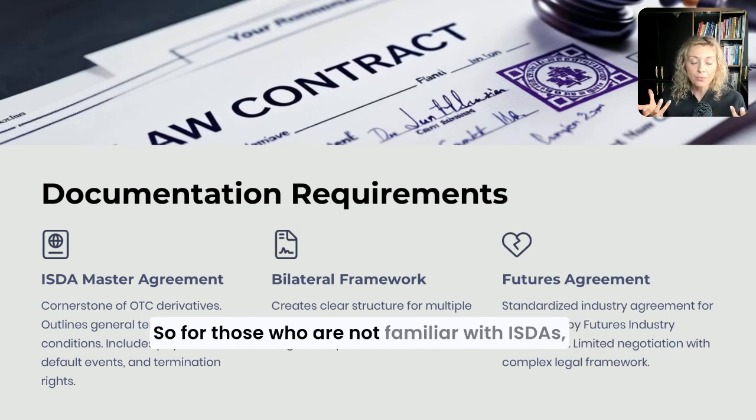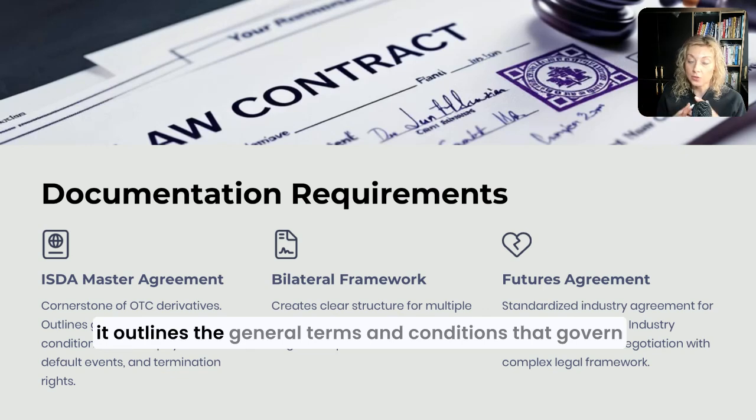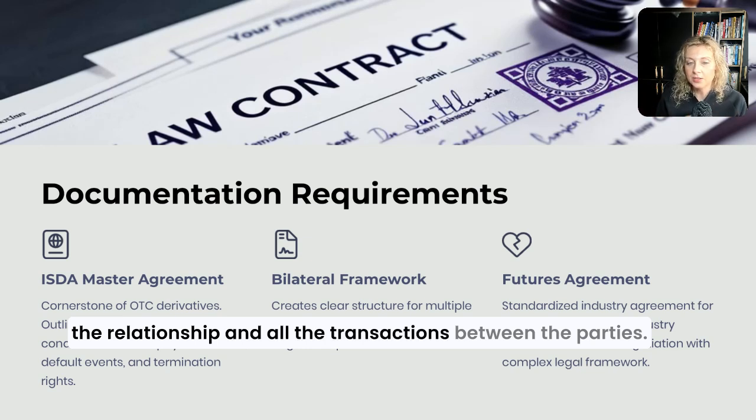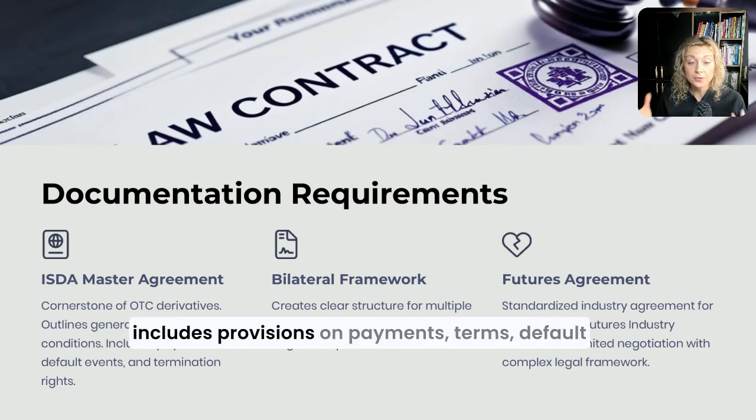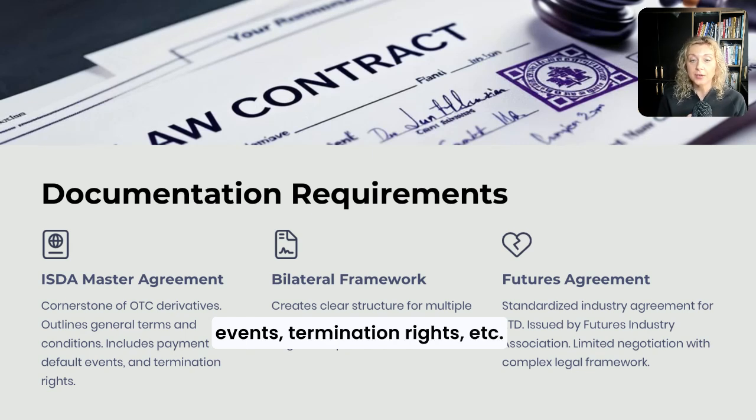So for those who are not familiar with ISDAs, it outlines the general terms and conditions that govern the relationship and all the transactions between the parties. It's a framework bilateral contract and includes provisions on payment terms, default events, termination rights, etc. So it allows you to agree a clear framework for multiple trades.